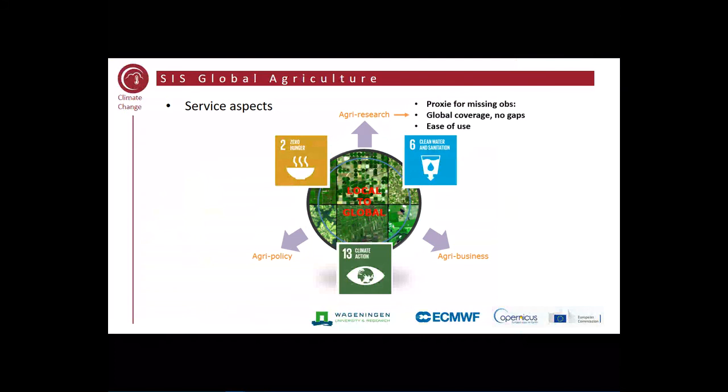When we look, for example, at the agri research, these are generally not climate specialists with a very minimal background in meteorology. So their main request for having a good data service was ease of use. And the main use they wanted to make, well, that may be specific to this case, is that they were looking for proxies for missing observations. So their main request was data that was continuous in space and continuous in time with no gaps.